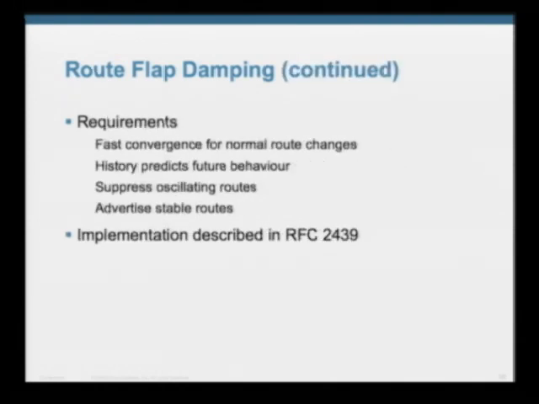So requirements: you want fast convergence for normal route changes. If you announce a prefix, it appears. If you withdraw a prefix, it disappears. But if you want to announce withdrawal, then we need to do something about it. So we use history to predict the future.